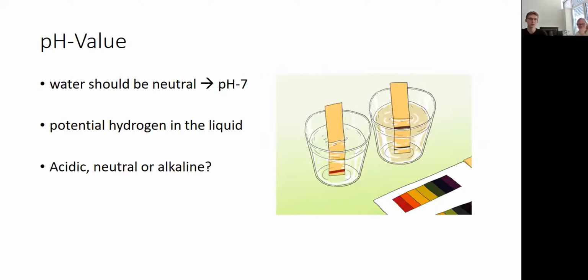Now we'll talk about the pH value. Water should be neutral. That means the pH value should be about 7. And the pH value measures the potential of hydrogen in the liquid. And it says whether it is acidic, neutral, or alkaline.